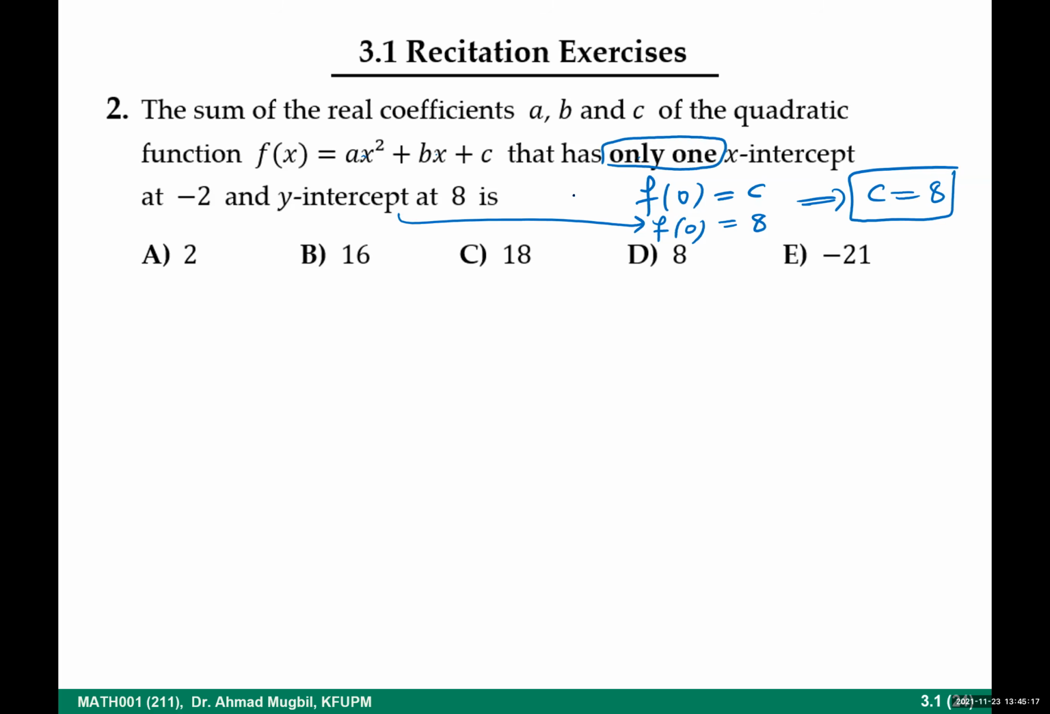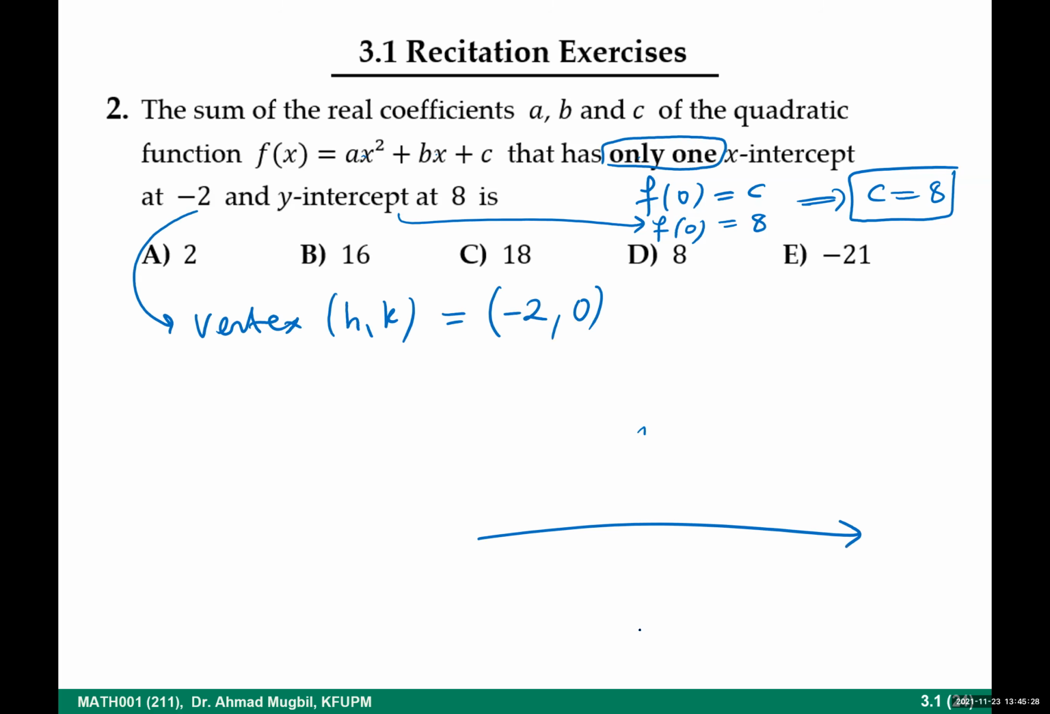So this means that the vertex, H and K, it is -2 and what? And 0, because on the x-axis, this will be -2. The x-intercept is -2. And it opens up or down, we don't know. But we know. Who can tell me?